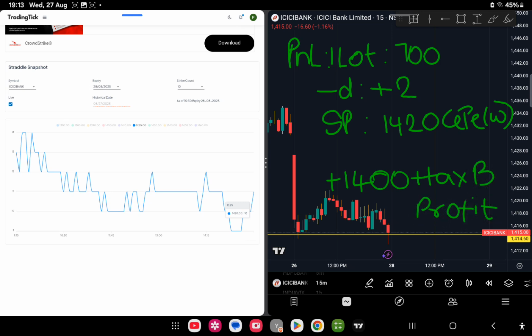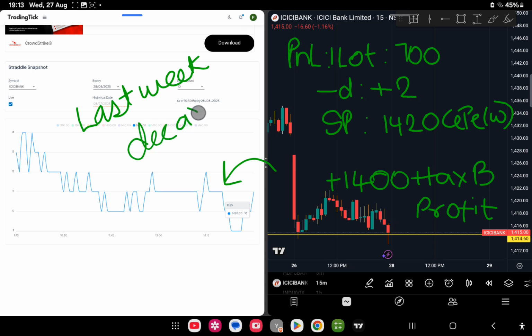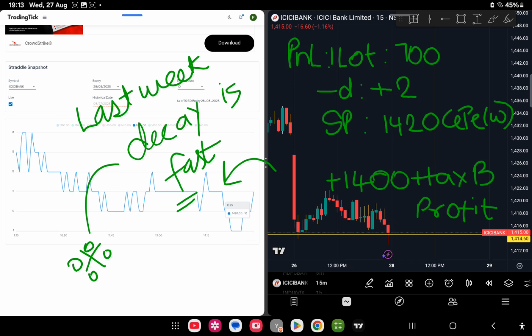Okay, so why this partiality? Because of the last week, decay is fast. Okay, so this is the important factor one should remember. Okay, so mostly stocks are having monthly expiry, that's why this is the bigger change.